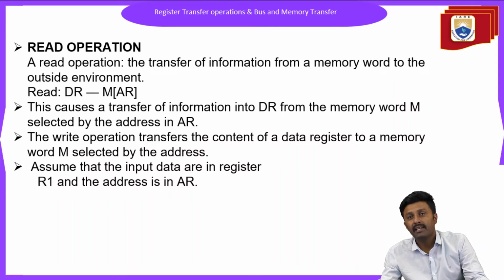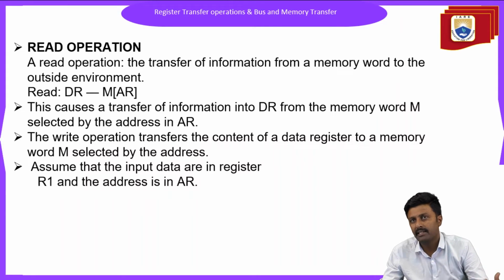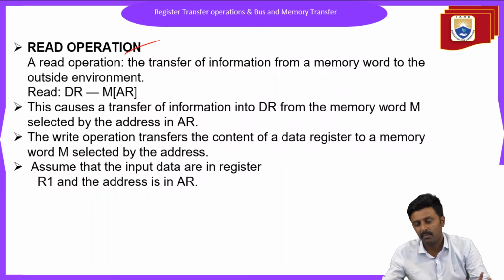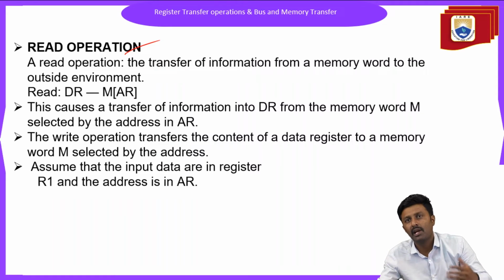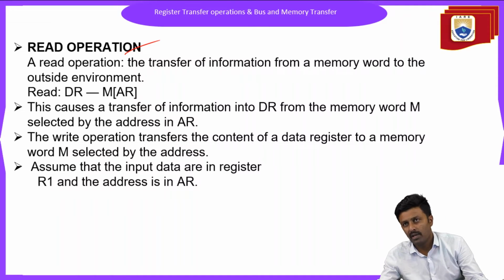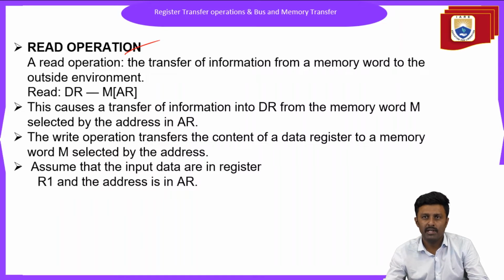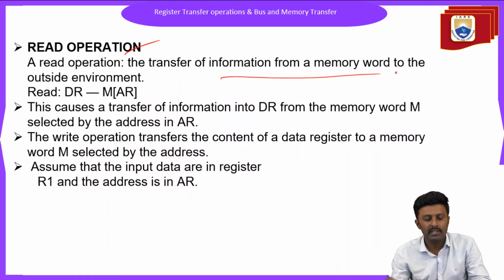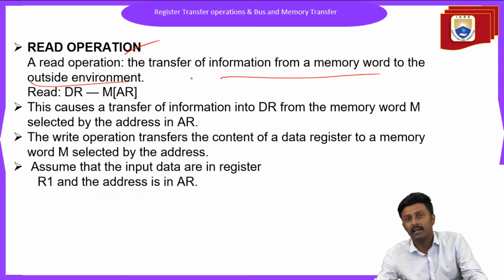Then the next operation is a read operation. If you want to read anything from the memory, that operation is performed in the memory transfer. Basically there are two types of operations in the computer, that is, read and write operations. The read operation, as the name itself indicates, will perform only the read. We can only read the content of the data present in the memory. The transfer of information from the memory word to the outside environment is called a read operation.